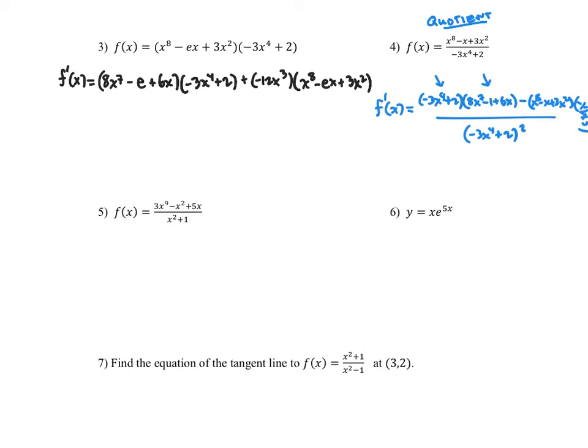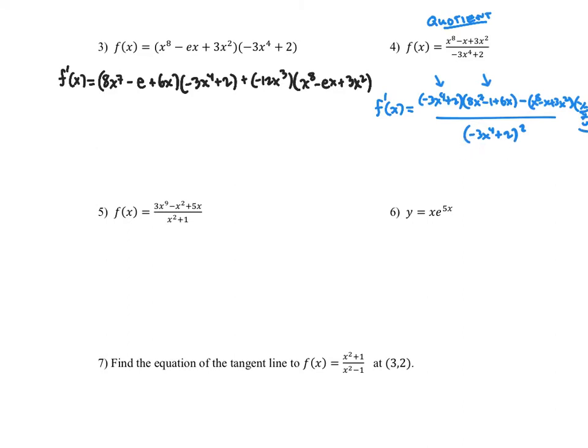But as you know, the low function, or the denominator, times the derivative of the upper, minus the upper function left alone times the derivative of the denominator over the denominator squared.